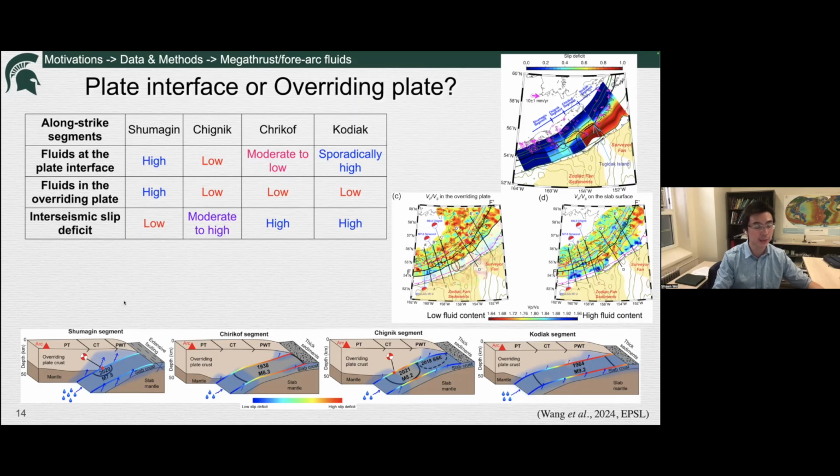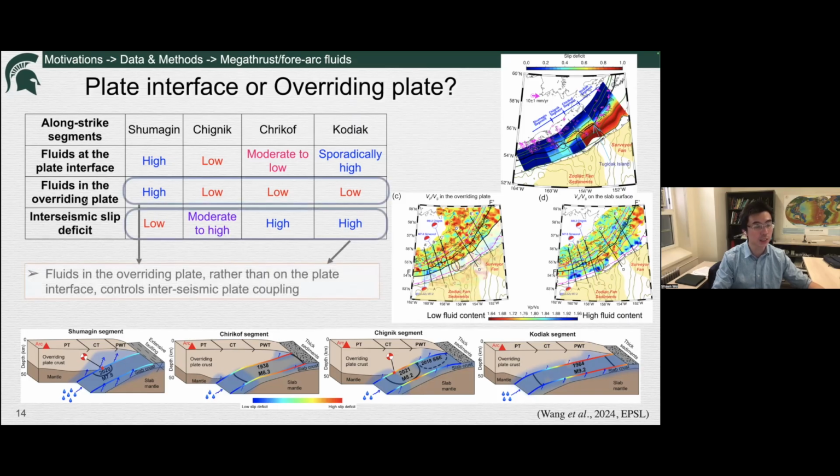The general idea is that if we look at the southwest, for example, the Shumagin segment, we see a lot of fluids at the plate interface. We see a lot of fluids in the overriding plate, and the interseismic slip deficit is low. So that's what we expected. However, for the rest of the segments, we don't really see a strong anti-correlation. We usually think, okay, if there are fluids at the interface, then there must be low plate coupling, but we don't really see a strong correlation between the fluids at the plate interface and the plate coupling.